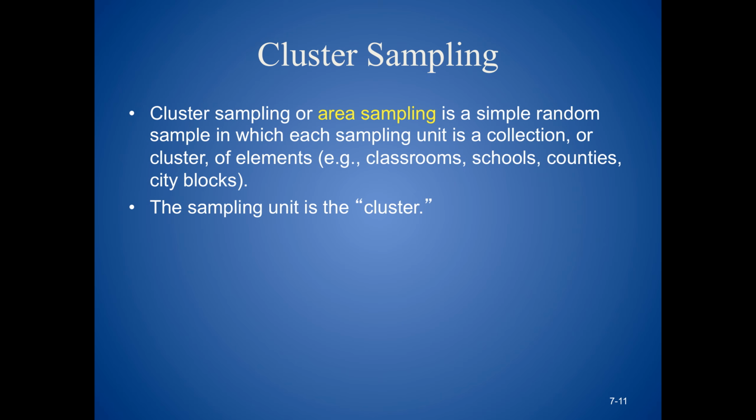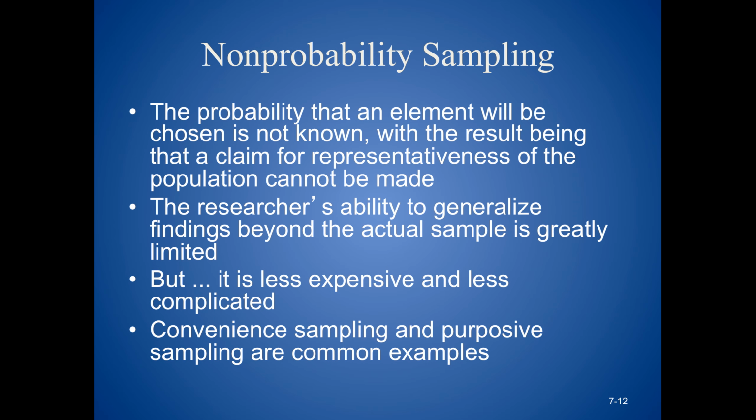So non-probability sampling, that was the other technique that I mentioned. Here, the probability that an element will be chosen is not known. So the result being that a claim for representation of the population cannot be made. So you don't know the probability. The researcher's ability to generalize findings then is greatly limited because we don't know how representative this non-probability sampling is. But it's less expensive, it's less complicated.